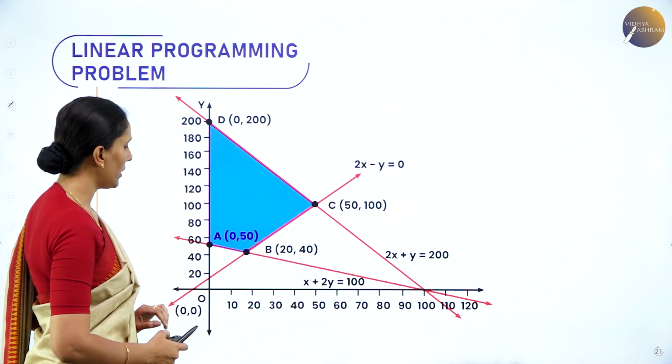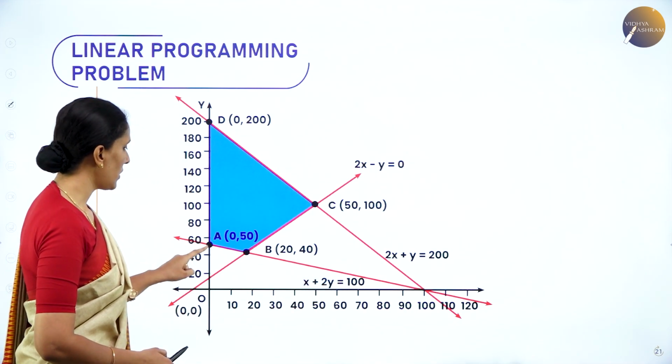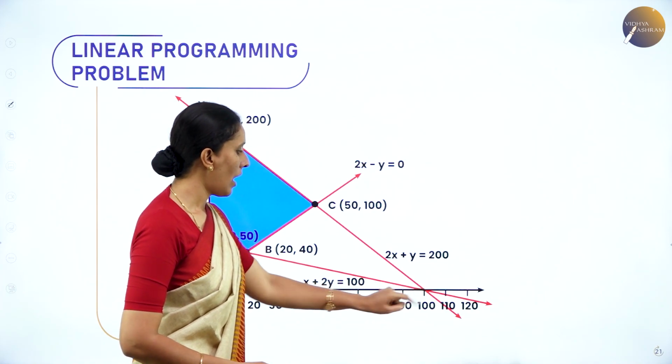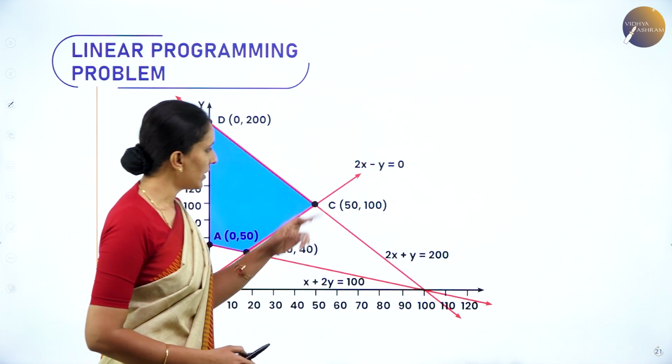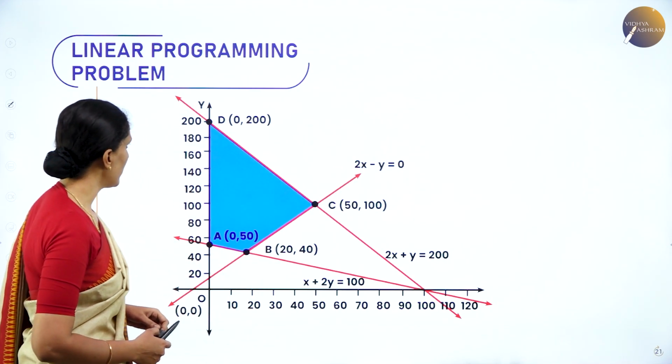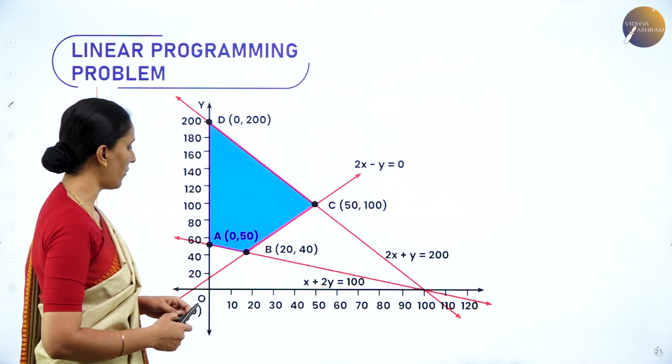So, the first of the linear equations, x plus 2y is equal to 100. So (0, 50) and (100, 0) are the points, and we will draw a straight line. Now for the second line, we have 2x minus y is equal to 0. And for the third line, we have 2x plus y is equal to 200.